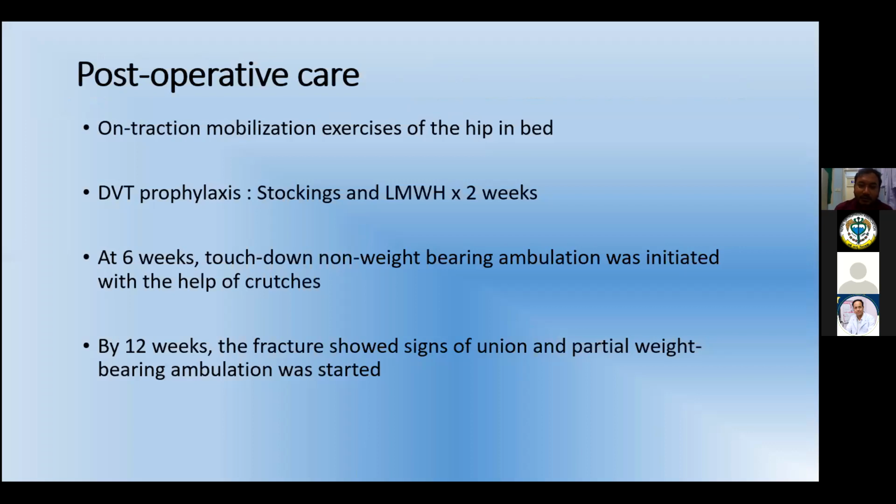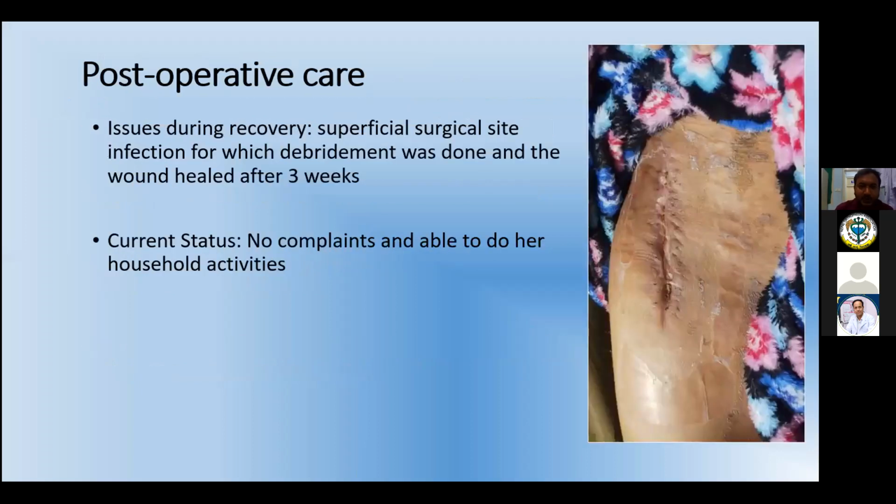At 6 weeks, non-weight bearing ambulation was started with the help of crutches, and by 12 weeks, the fracture showed signs of union and partial weight bearing was started. During her recovery, she developed a superficial surgical site infection for which debridement was done, and the wound healed after 3 weeks. Her current status is she is able to do her household activities normally and she has no fresh complaint.